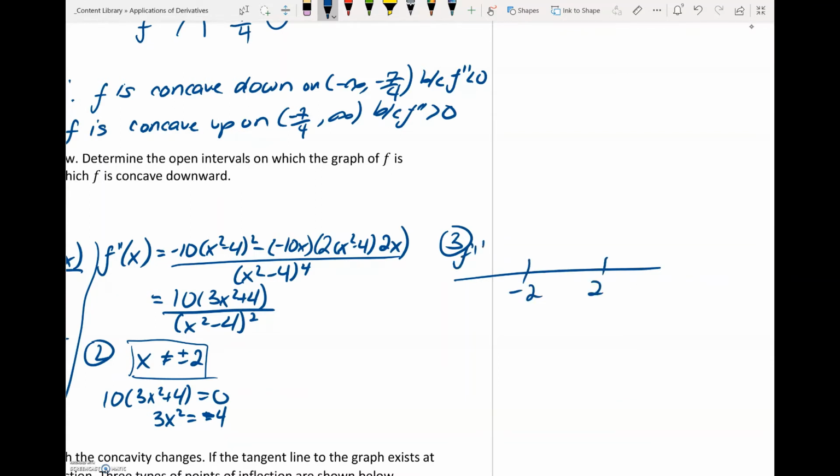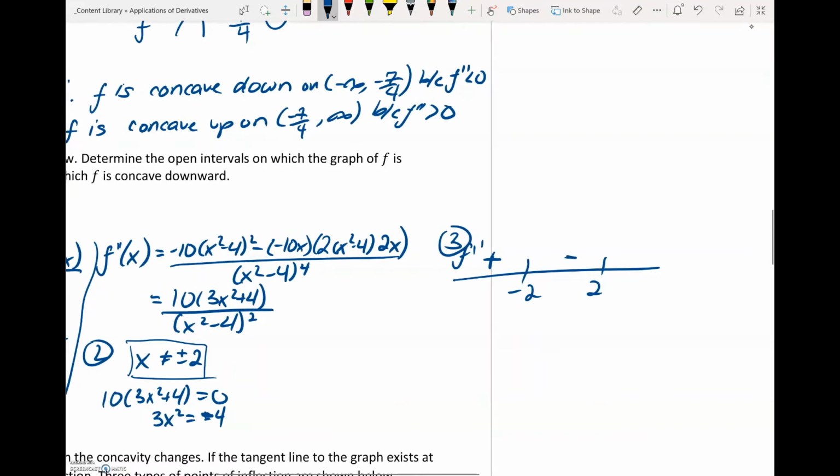So we're going to plug in numbers into f double prime, so we can do a really large negative number. And if you do that, we're going to get a positive number back. If you put in 0 in here, you're going to get a negative number. If you put in a positive number into f double prime, you're going to get back a positive. So that means f is going to be concave up here, then down, and then up.